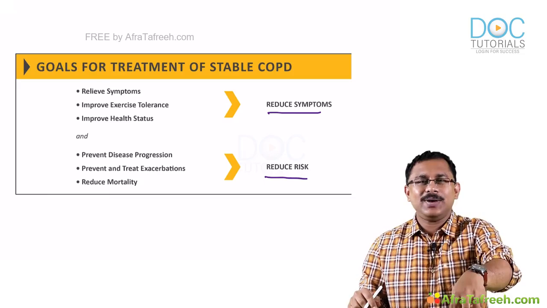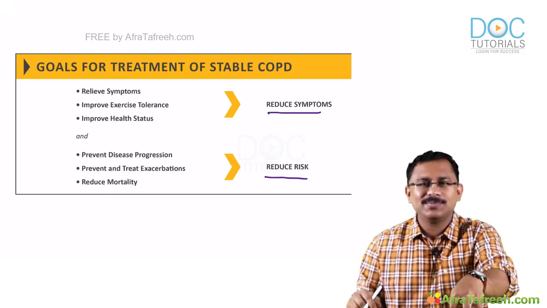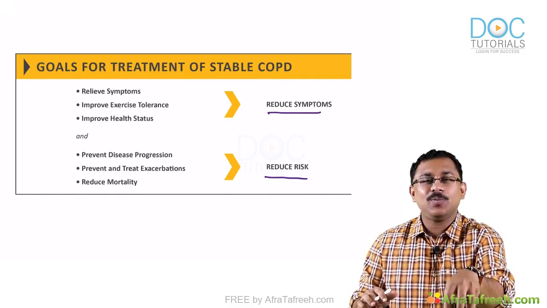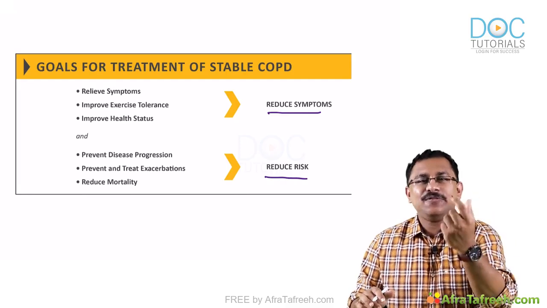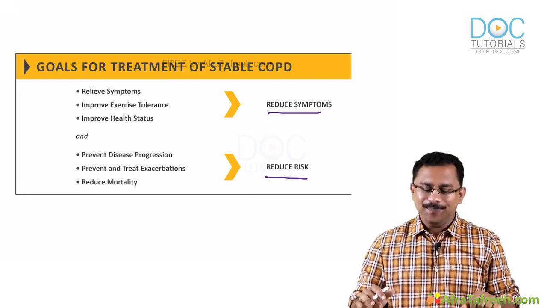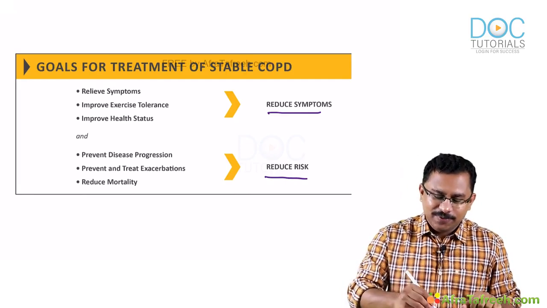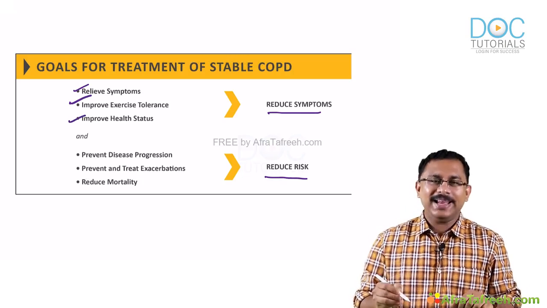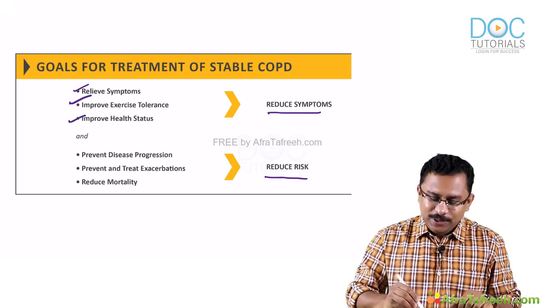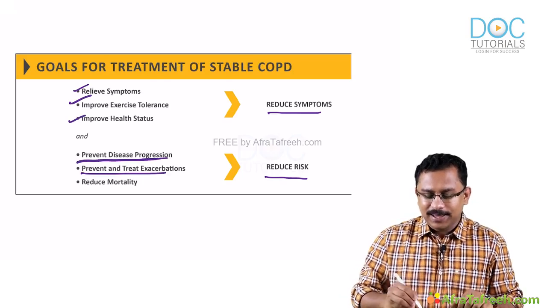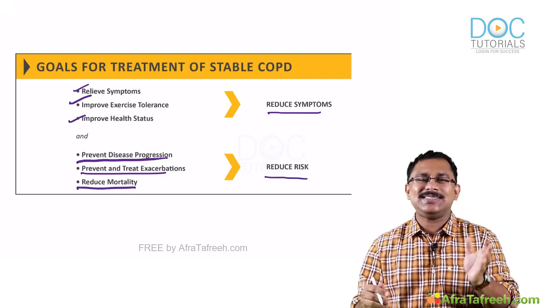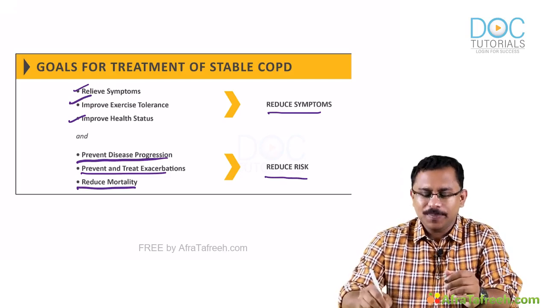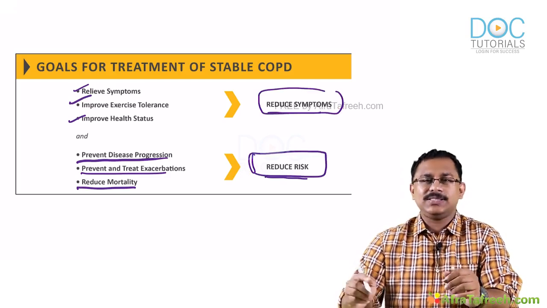Okay, because the patient, when he comes to you, will have some symptoms. Your job as a physician is to treat the symptoms, and at the same time to make sure that he does not develop further exacerbations. So to reduce the symptoms, you have got to relieve the symptoms, improve the exercise tolerance, and improve the health status. And to reduce the risk, you have got to prevent the disease progression, prevent and treat the exacerbations, and try to reduce the mortality. Okay, so these are the two important goals of treatment of COPD.